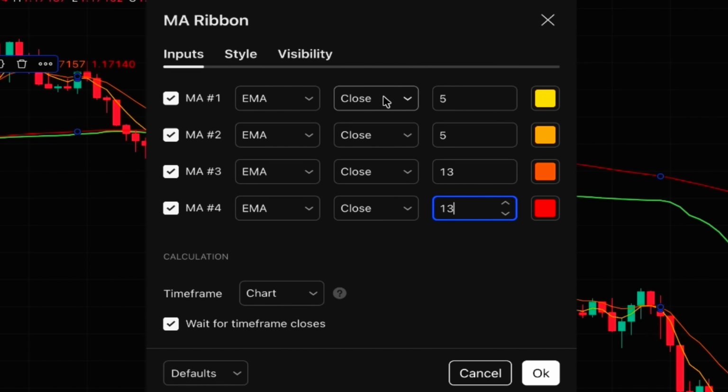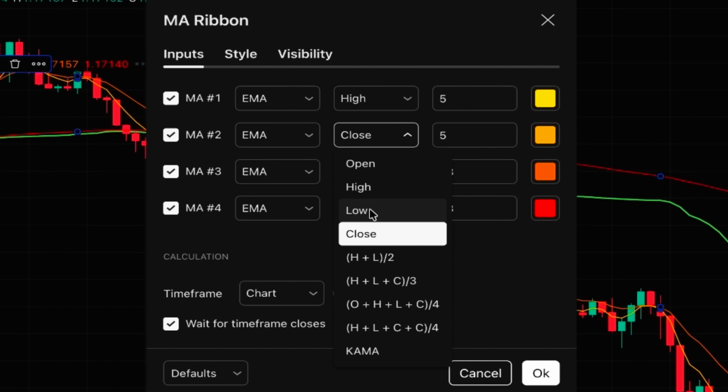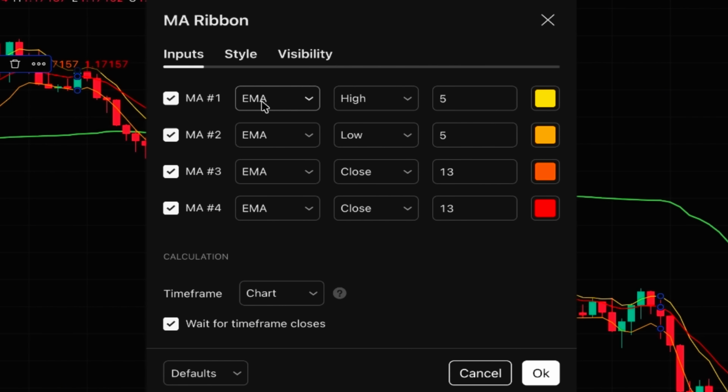Then here for the source of calculation, for the first EMA, we set it at high. And for the second one, we set it at low. So here we have an EMA with length of 5 based on high, and another EMA similarly with length of 5 but based on low. Alright, here for the third EMA, for the source of calculation, we set it based on high, and for this one based on low. So here we have an EMA with length of 13 based on high and another EMA with length of 13 based on low.